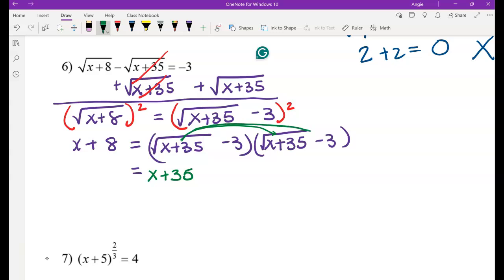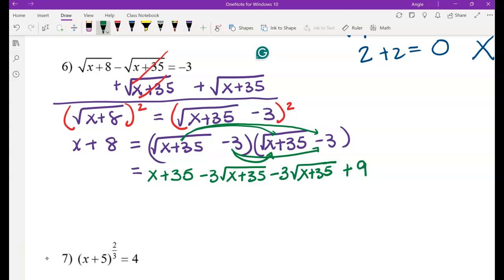Radical x plus 35 times -3 is -3 times square root of x plus 35. And then we get two of those, so -3 rad x plus 35, extend that bar. -3 times the -3, guys, is going to be a +9. On the left side, we are going to drop x plus 8 down. Now on the right side, let's combine like terms. 35 and 9, guys, that's going to give us 44.